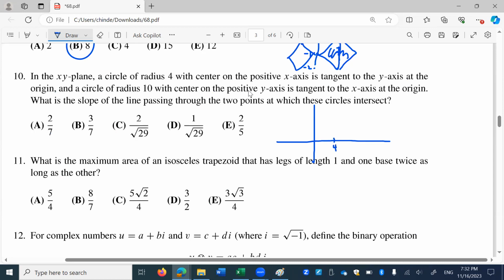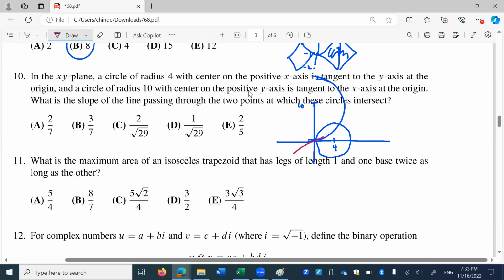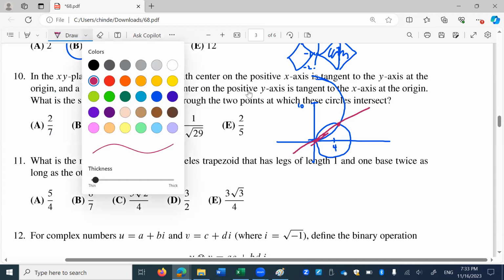The radius of this one is 4. And the radius of this one is 10. Or maybe something like this. And so I want to find the slope of this line. So one intersection point is the origin itself, and the other is over here. So how can I find the slope of this line?